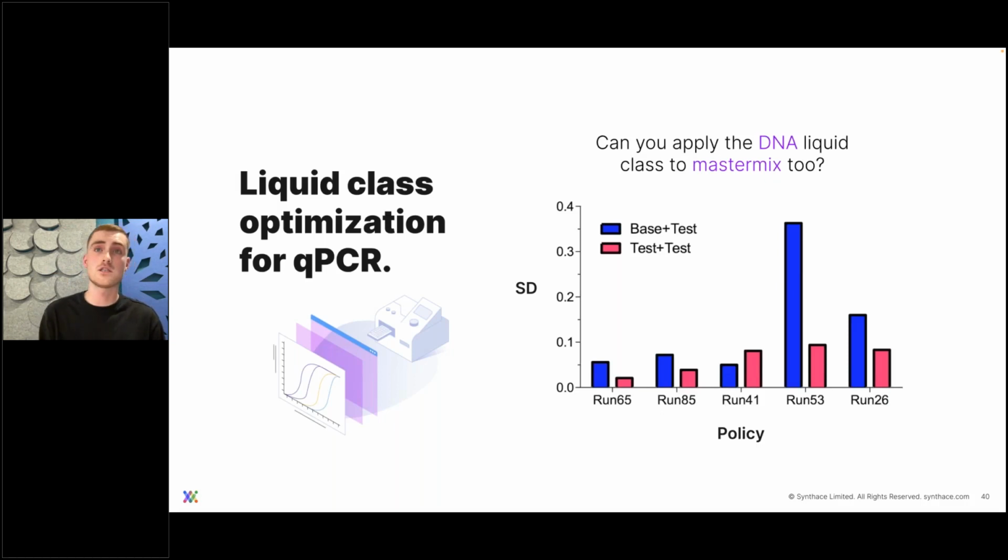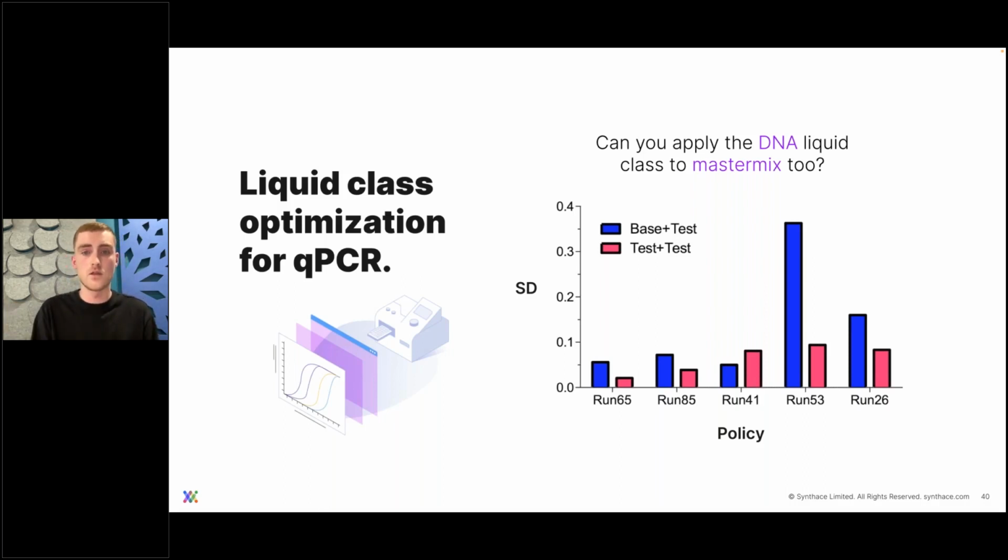A reasonable follow-on question would probably be, if the optimal liquid class for the DNA transfer was found, could it be used for the master mix transfer? Yes and no. Nuno went on to test the standard deviations for the 5 best liquid classes, and he used them for the DNA transfer and the master mix transfer, and then compared the results where he used those liquid classes just for the DNA transfer.